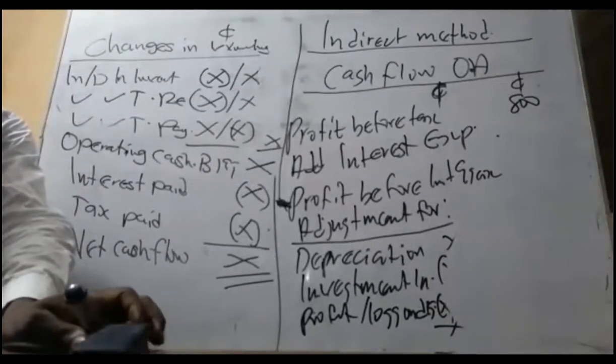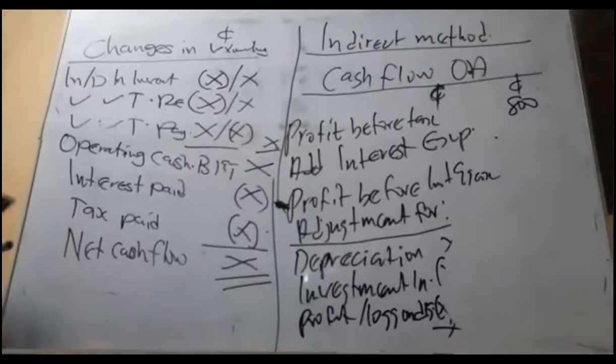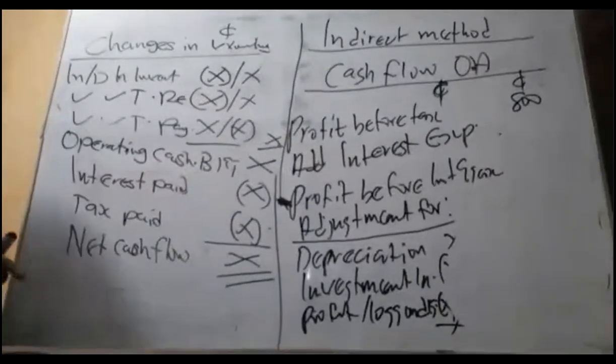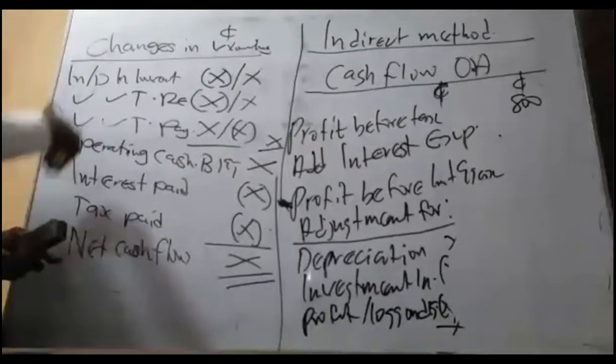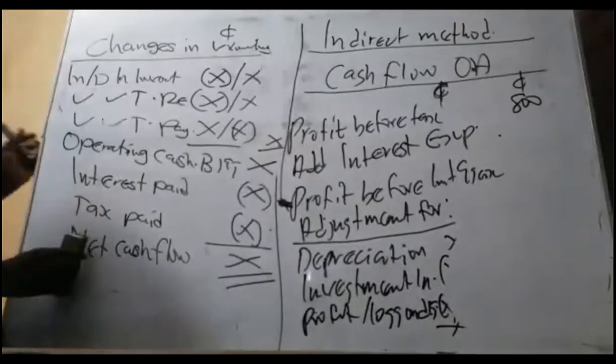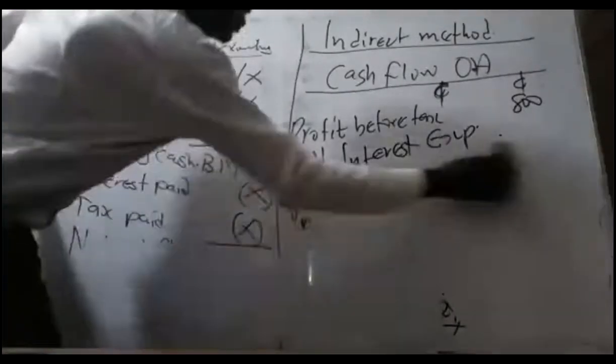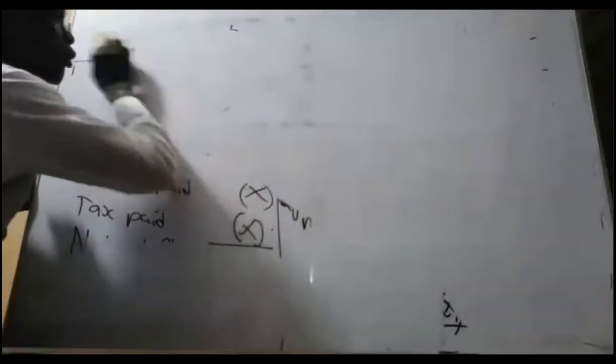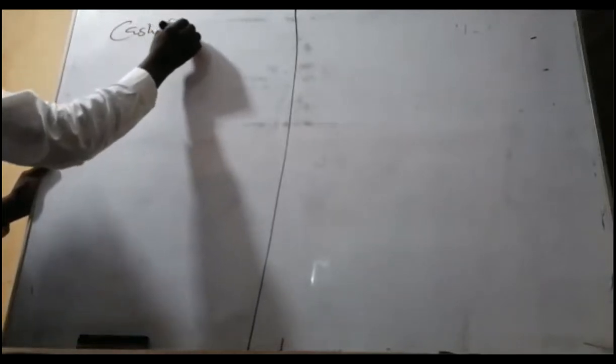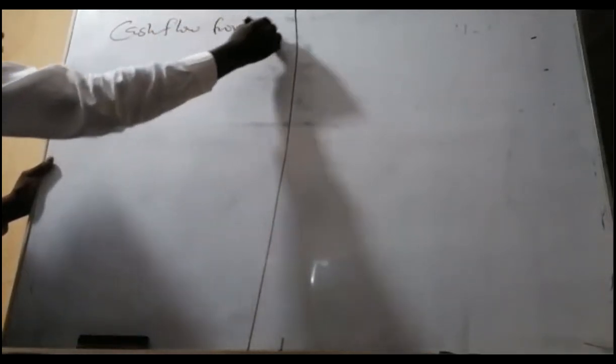But let me do all. I like writing from here to here. No, but let's start all over again. Maybe writing from another section. Good. Okay. So let's see. First, cash flow from where?